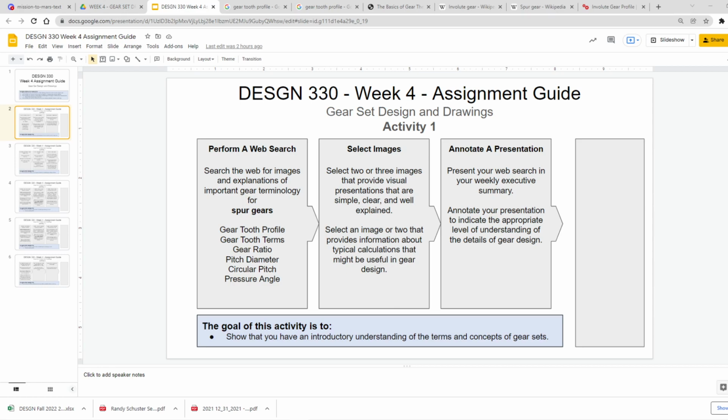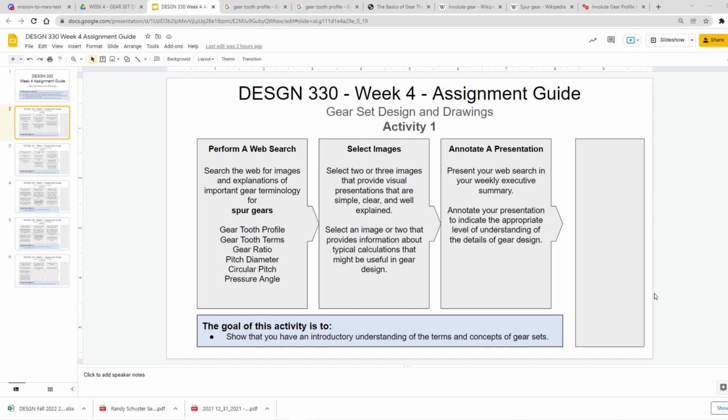Let's take a look at Activity 1 from Design 330, Week 4 in the assignment guide. The goal of this activity is to show that you have an introductory understanding of the terms and concepts of gear sets. And of course, we're talking about spur gears.